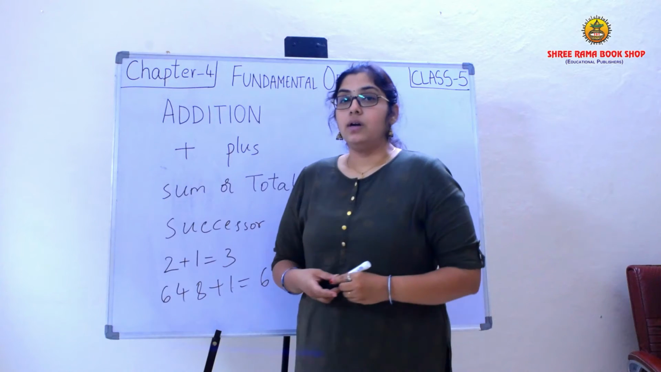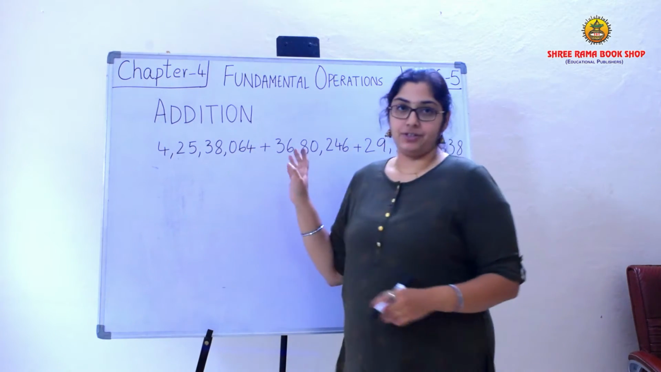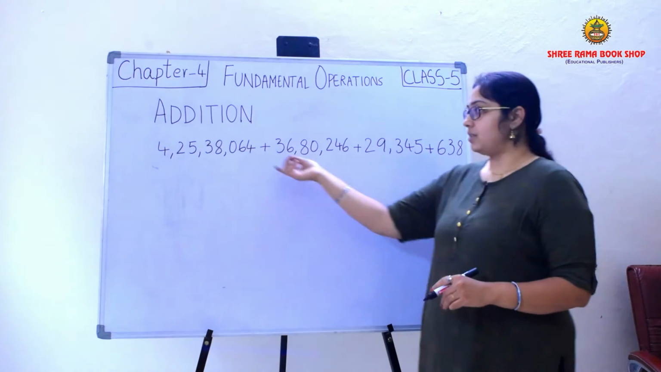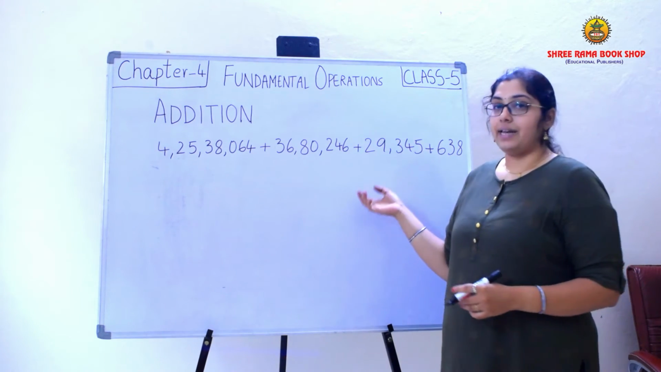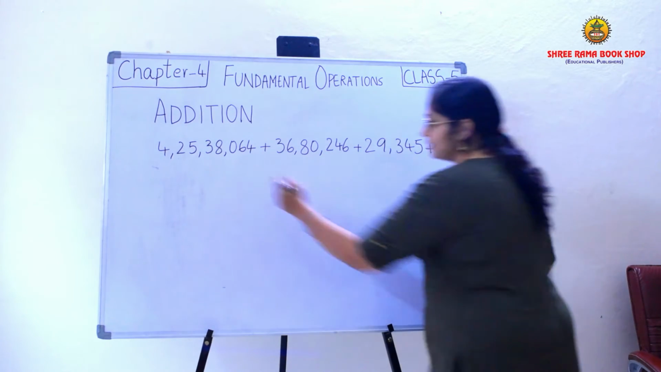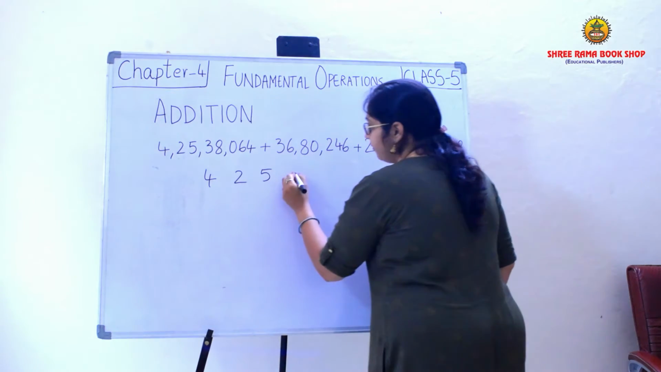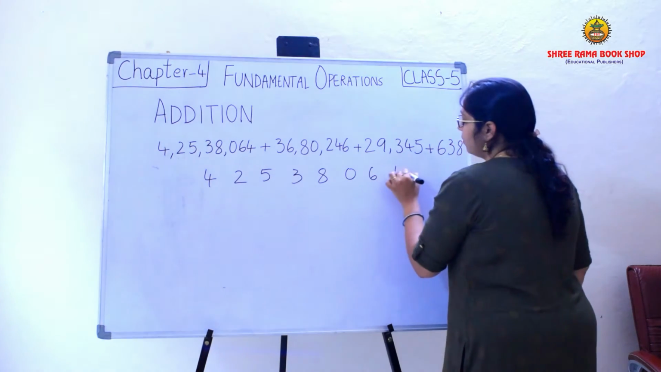Now we will do an addition example. Children, I have an example of addition on the board. It has 4 numbers, but the number of digits in all the numbers is different. So how do I place the numbers? I need to see that we place them period wise. So the first number is this, right? 4, 2, 5, 3, 8, 0, 6, 4.